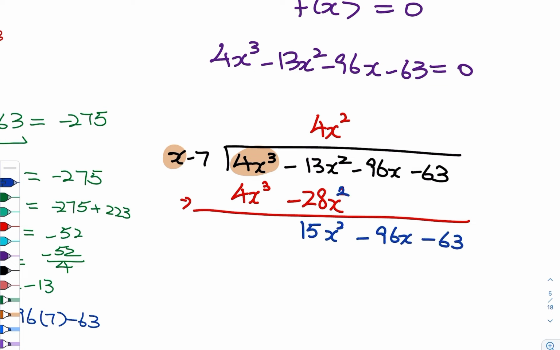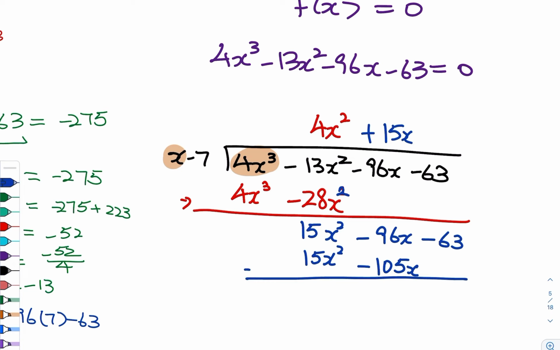Copy other things down. And then x times what is 15x? So 15x squared. And then negative 7 times 15, you can get negative 105. I just hope I'm doing it correctly. 15 minus 15, done. Negative 96 minus the negative 105, you can get 9x minus 63. Copy down the other things.